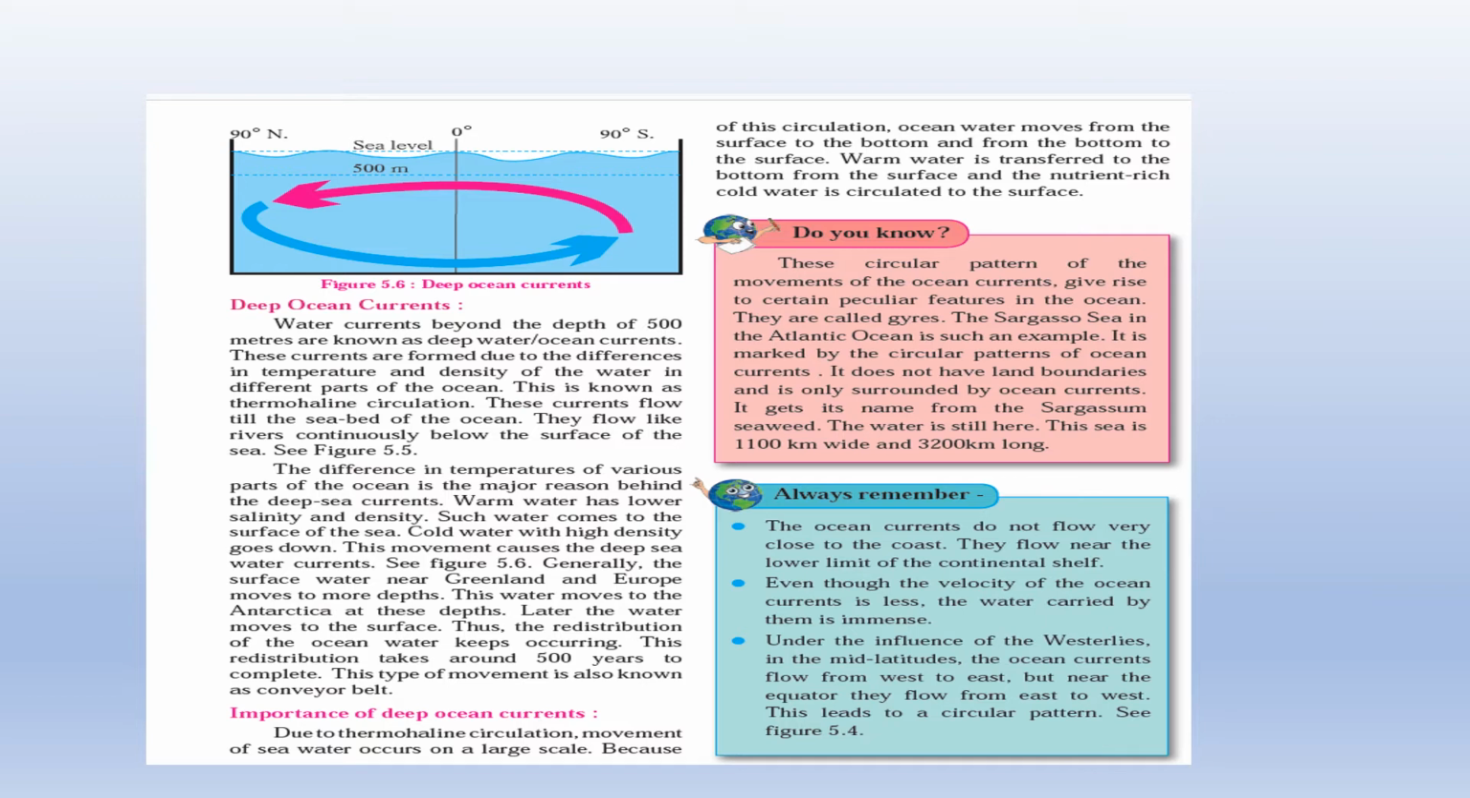From the North Pole to the South Pole and the South Pole to the North Pole, the water gets mixed and moves from one place to another place. The rate of movement is very slow, and it almost takes 500 years for the water to get circulated.